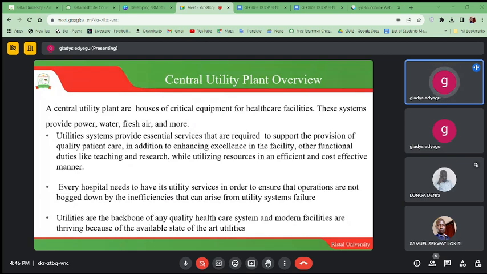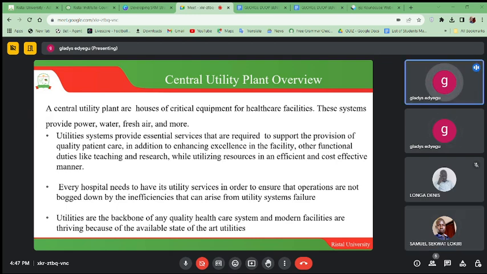So every hospital needs to have its utility services in order to ensure that operations are not brought down because of the inefficiencies that can arise from utility systems failure. So it's very important that every hospital makes sure that they have this central utility plant whereby they are able to provide services in relation to water, power, and others.